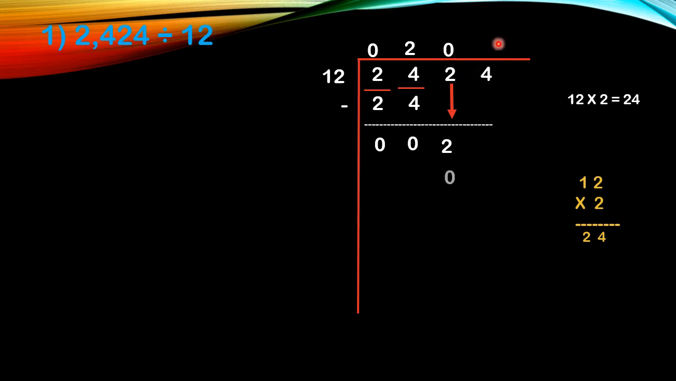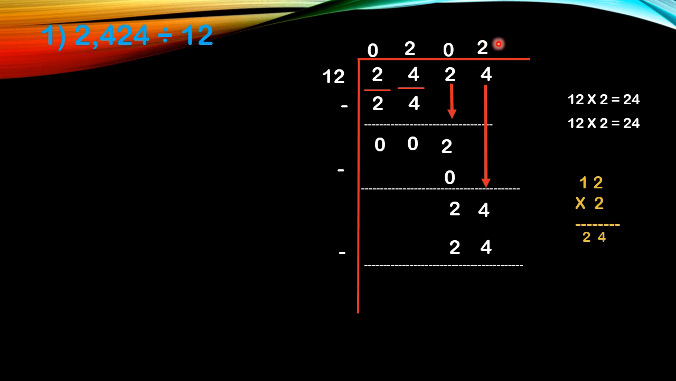Okay, next 0, so then 2. After that we have to bring down 4. Okay, so we have to consider the next digit. The next digit is 4. Here also 24. We have already found that 12 2s are 24. So write 2 in the quotient, then 24. 24 minus 24. Okay, 4 minus 4 is 0. Then 2 minus 2 is 0.